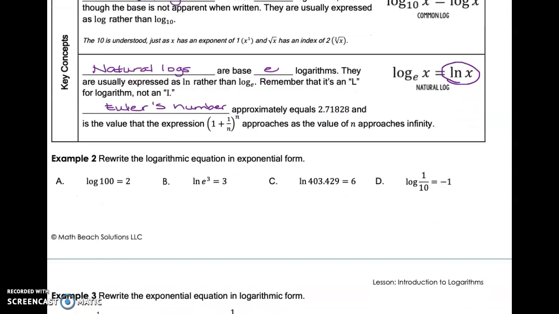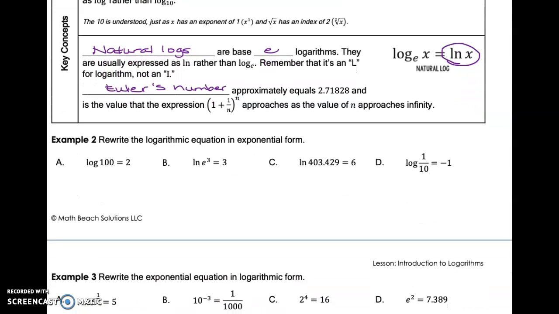So we can also rewrite these in our exponential form. So this would be a log base 10 because it's not written, raised to the second power equals 100.